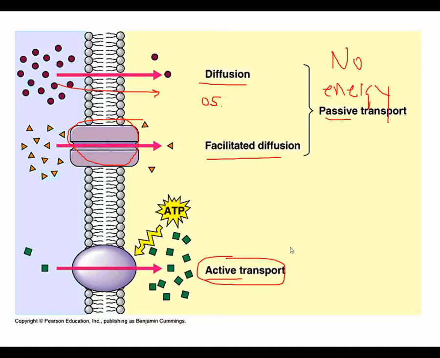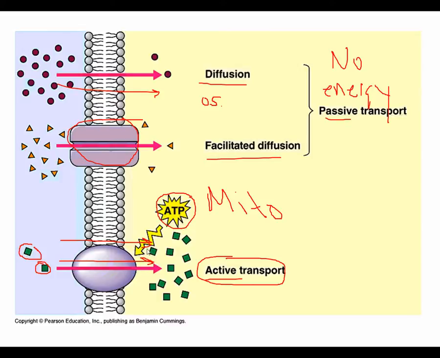Now when we look at active transport, as you notice, it requires ATP, and remember, what makes your ATP is your mitochondria. Your mitochondria makes that ATP, and it helps us with this process. As you can see, it's traveling through the protein. In this particular case, notice what it's doing: it's going from an area of low concentration to an area of high concentration.